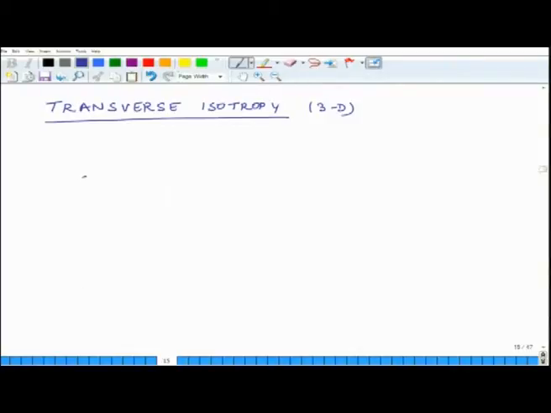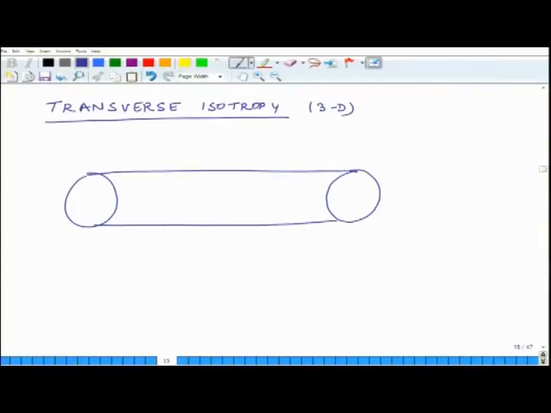so let us take a rod, okay. Let us say it is a wooden rod, and this is my axis 1, this is my, so I have just changed the orientation of the axis, this is my axis 2, this is my axis 3, and this is a wooden rod.